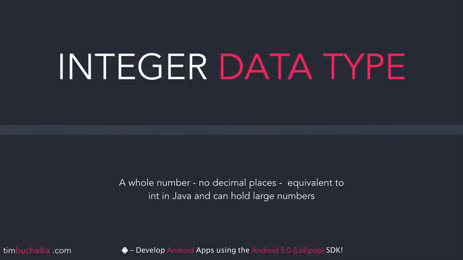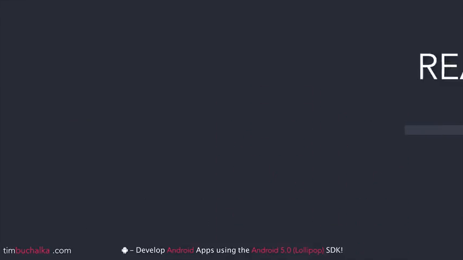First one, let's talk about the integer data type. This is a whole number with no decimal places. The equivalent is int in Java, although it can store different types of numbers, but that's the primary one that we've obviously looked at and used before in the course. So whenever you think of integer in SQLite, int is the equivalent in Java.